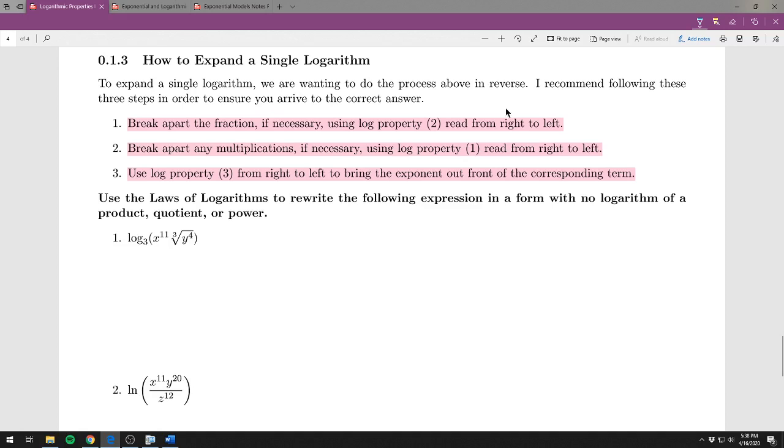All right, so I'll leave the steps in view as we do this first one, but like I said, there's no fractions here. We are not going to do anything to try to split up a fraction. But we do have a multiplication here to split up. We got x to the 11th times the cube root of y to the 4th. Now we do have multiplication and we want to split that up.